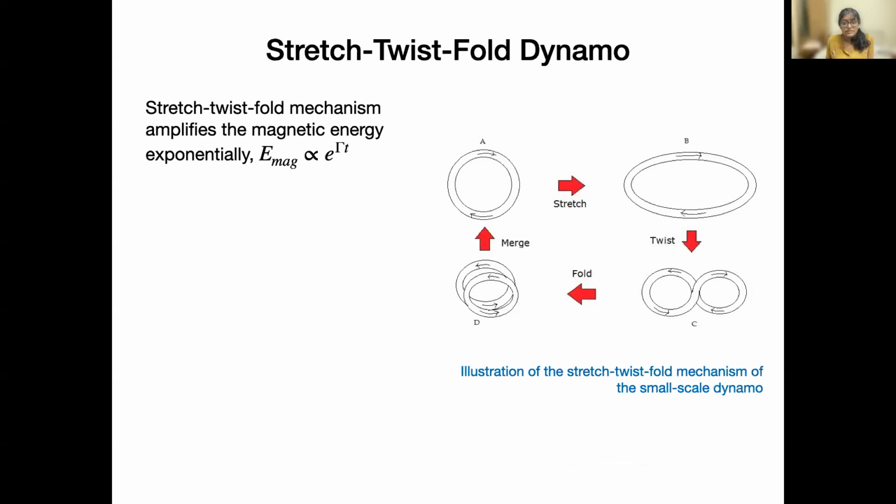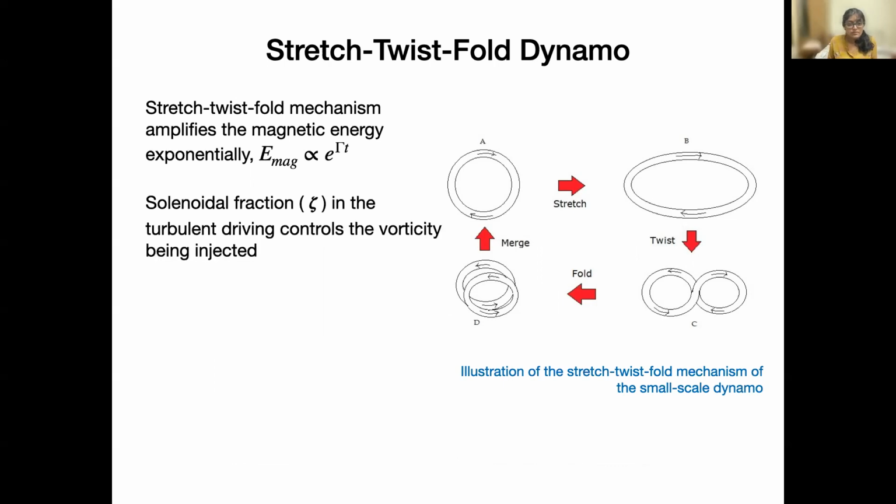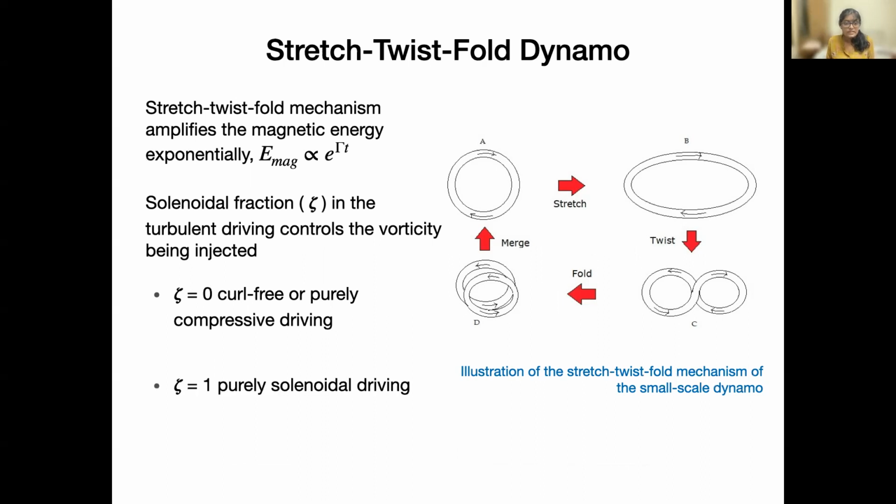This is a schematic of the stretch-twist-fold dynamo model, which amplifies magnetic energy exponentially. The solenoidal fraction zeta in our turbulent driving models controls the vorticity being injected in our simulations. Zeta equal to 0 means we are not injecting any vorticity in our simulations through the driving. So this is called the purely compressive driving case. Zeta equals 1 is the purely solenoidal driving case. We study the purely compressive and mixed driving models where zeta is a number between 0 and 1.